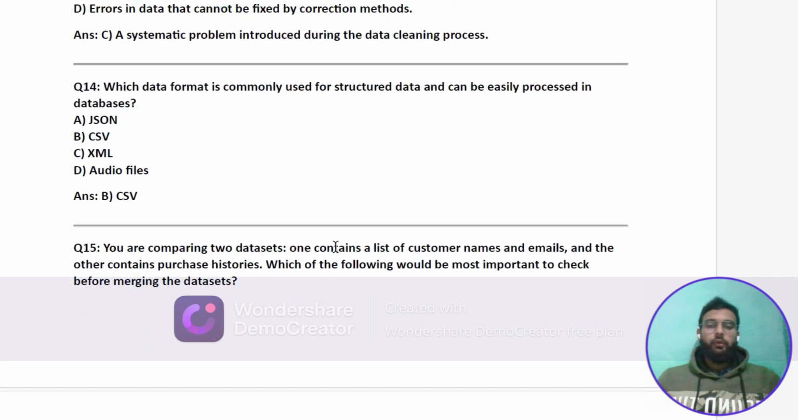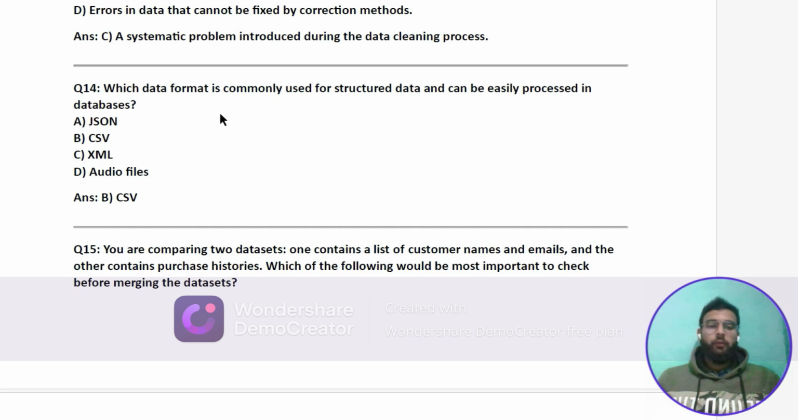Our 14th question is, which data format is commonly used for structured data and can be easily processed in databases? A. JSON, B. CSV, C. XML, or D. Audio files. The correct answer is option B, CSV.